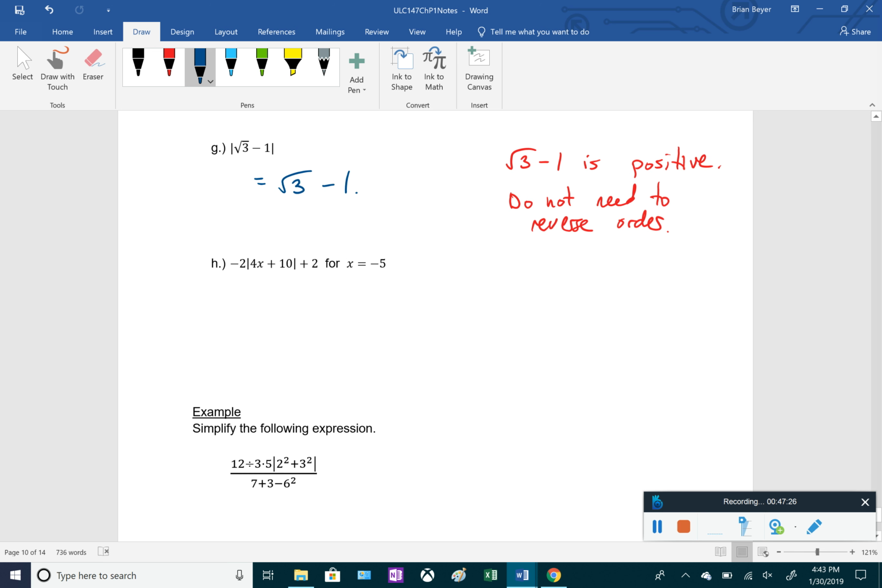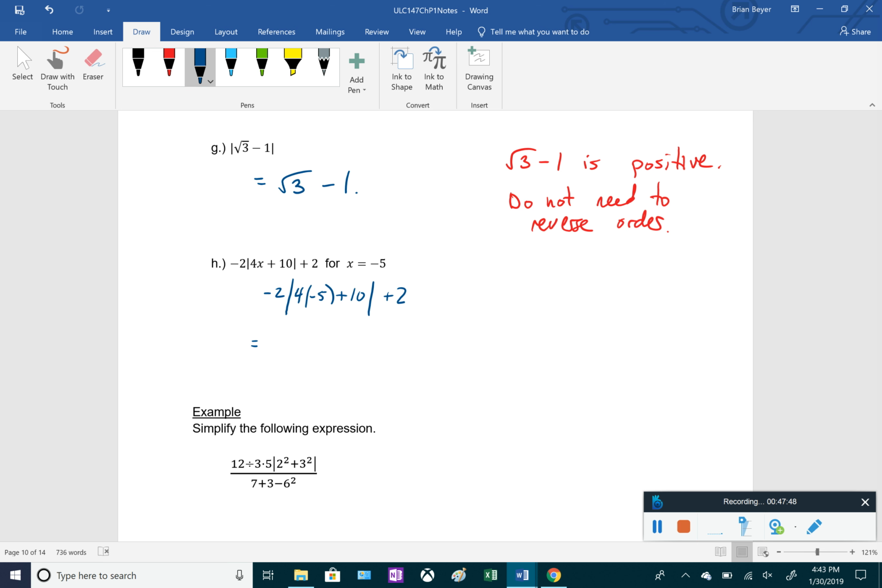Okay, one more for this particular one. So we have negative 2 times the absolute value of 4x plus 10, plus 2, and we're going to evaluate it for x equals negative 5. So let's plug in a negative 5 for x. So it's going to be 4 times negative 5 plus 10, plus 2.